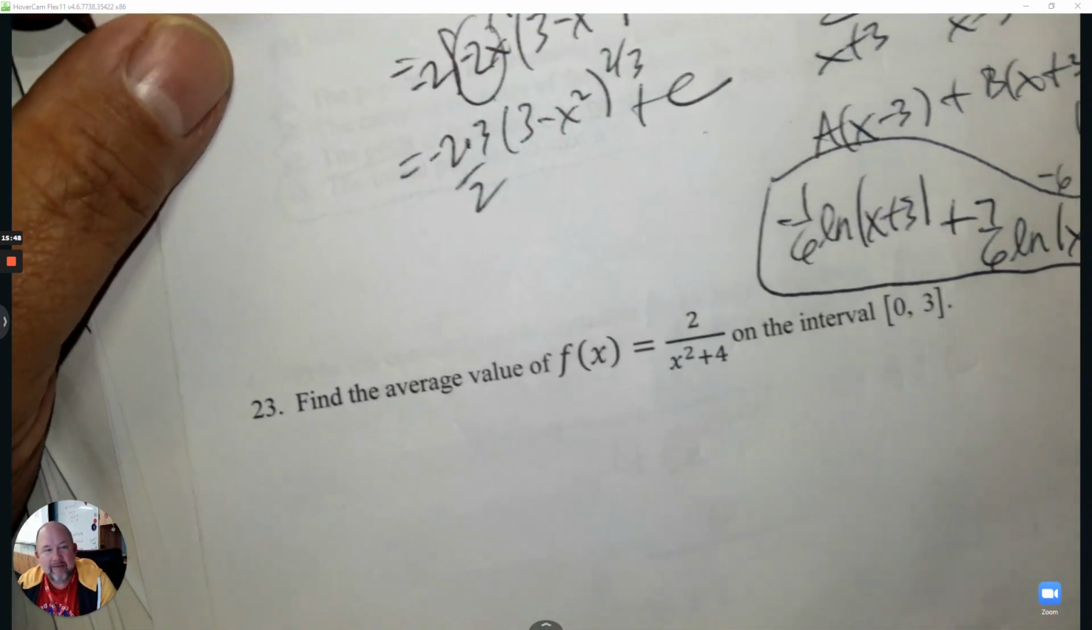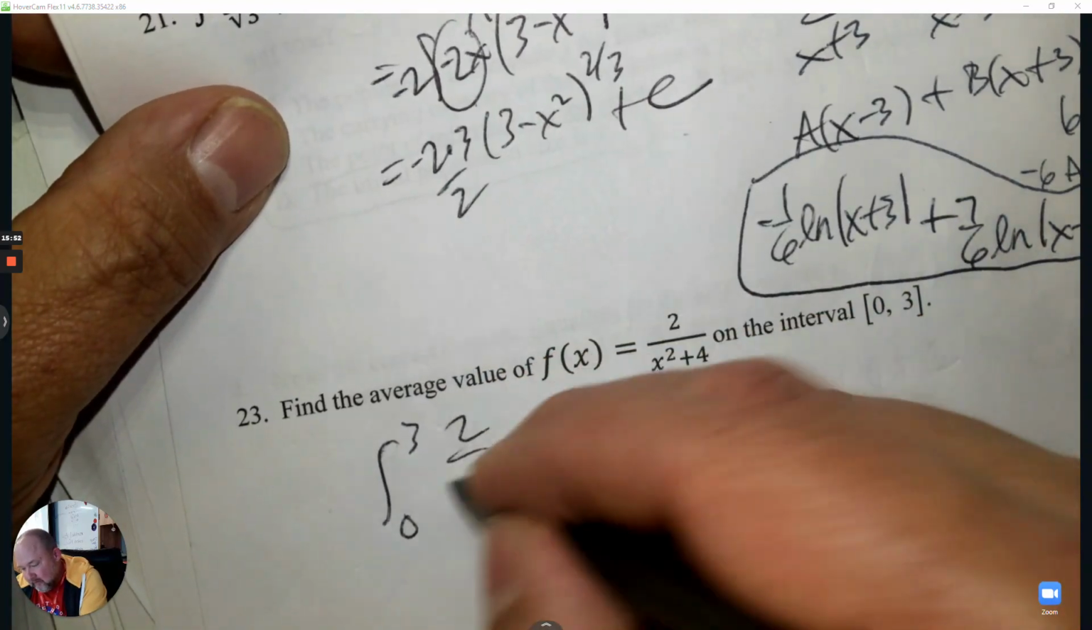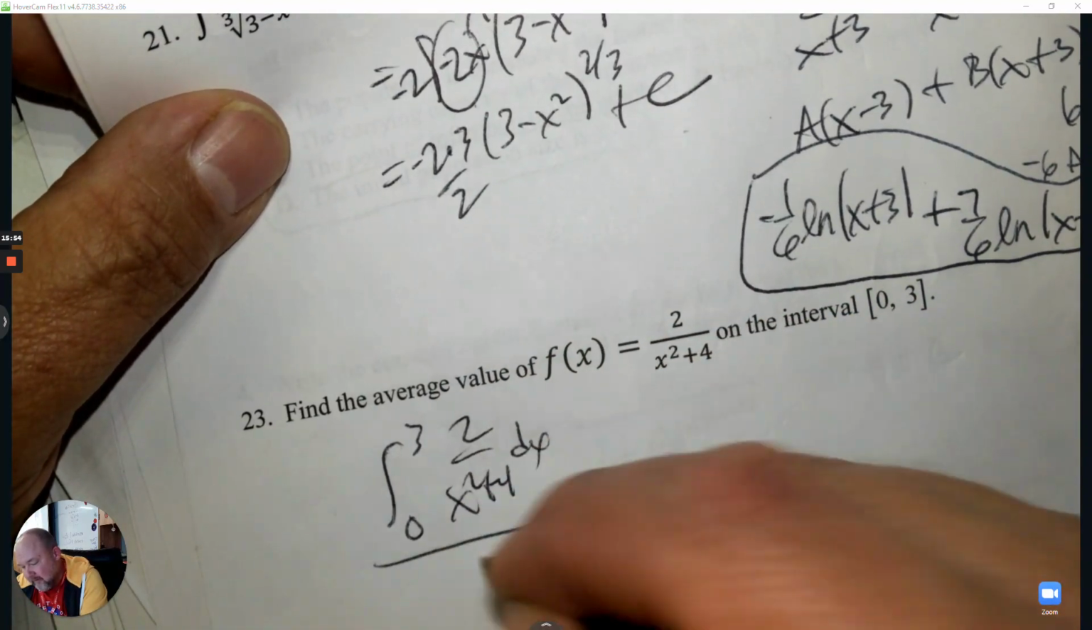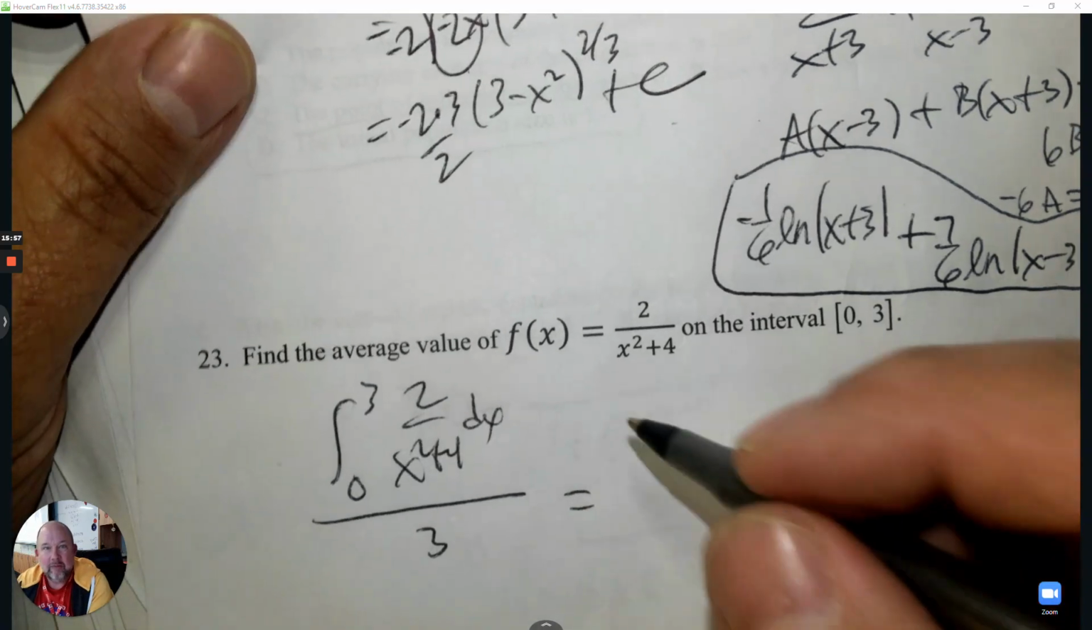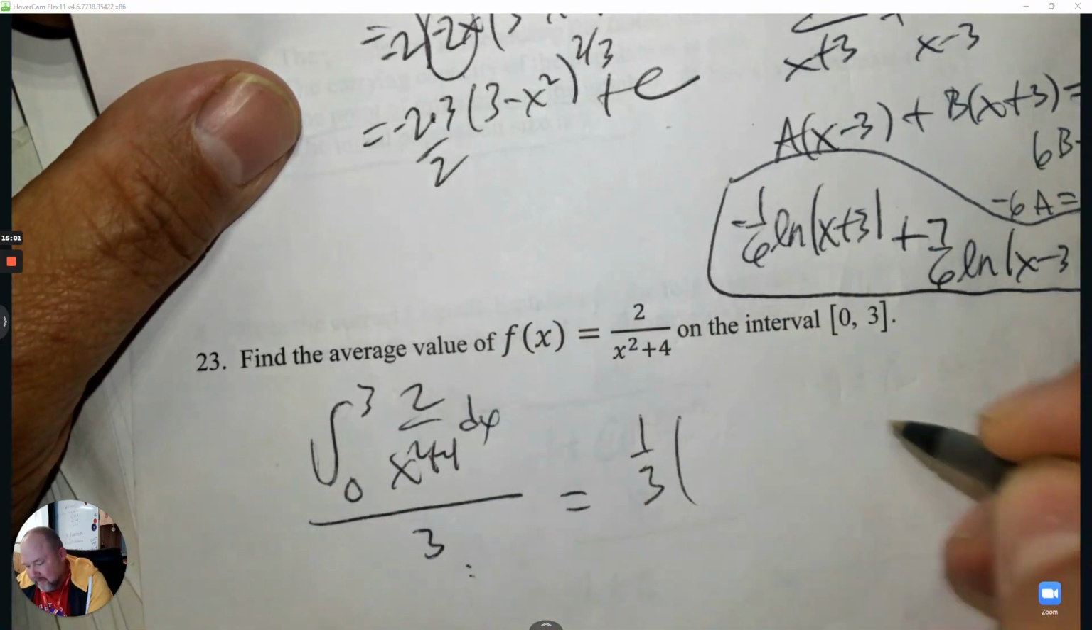All right, last one. Find the average value. That's an integration question from 0 to 3 of the function 2 over x squared plus 4, and then divide by the difference of the bounds. So 3 take away 0 is 3. So that's 1/3. I'm going to write that.